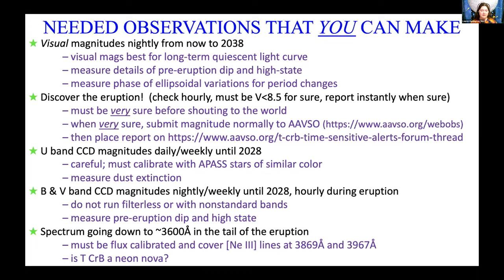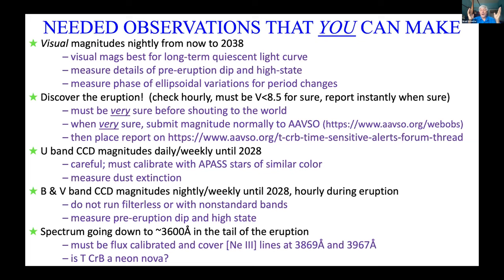Sure. So it turns out that from the time of the pre-eruption dip and the pre-eruption high state, we actually do have about, let's call it six spectra that have been published in APJ, for example, which show the spectrum of T CrB, both in the pre-eruption dip and in the pre-eruption high state. What they show is that the emission lines, especially those in the ultraviolet, are much, much brighter. And this is in keeping with the idea that the high state is caused by some added on energy source, which is incredibly hot. The nature of this added on energy source is not known.